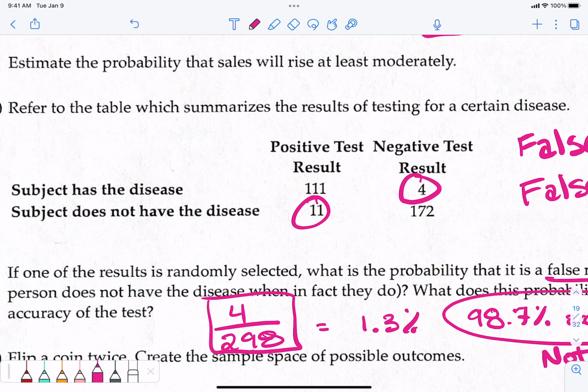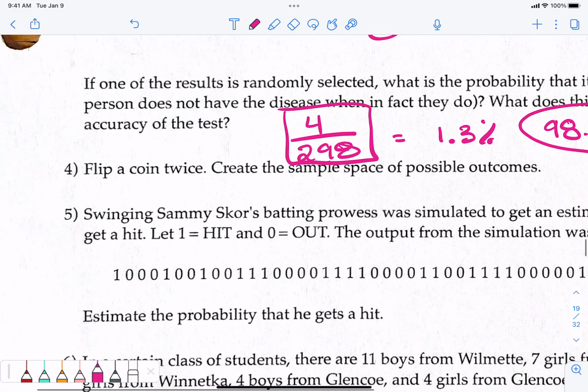What is the best thing to do in this scenario? To eliminate false positives and false negatives, double test. Test again, right? Then the chances of them double testing false would be very, very low. So we would catch those people who are getting false positives and false negatives. All right, flip a coin twice. Create a sample space. What's a sample space?